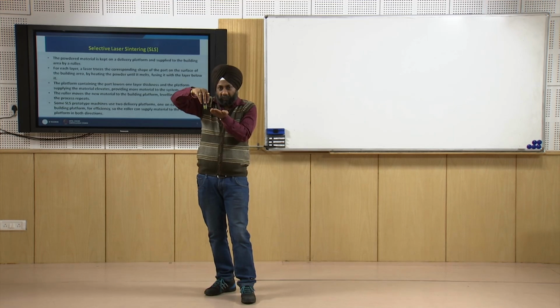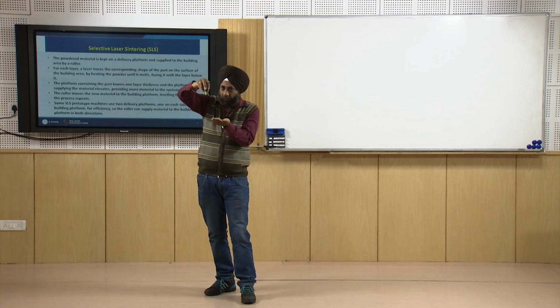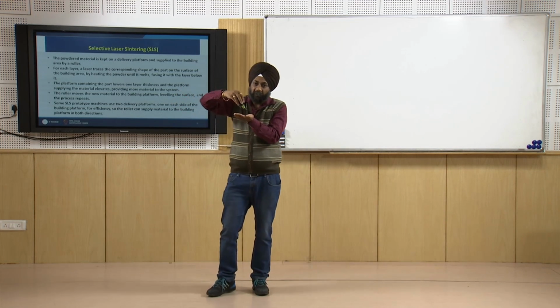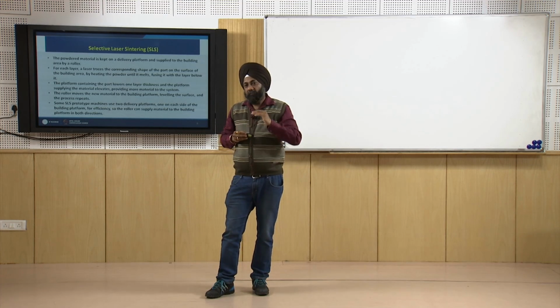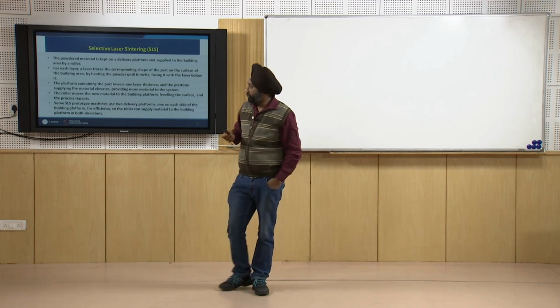Once it is solid, it will go down. Again powder will be given as input by the roller. The laser will again trace the path as per the CAD model, and again it will melt the metal or the powder, whatever the material is, and it will stick to the first layer. So layer by layer we make the model in selective laser sintering also.